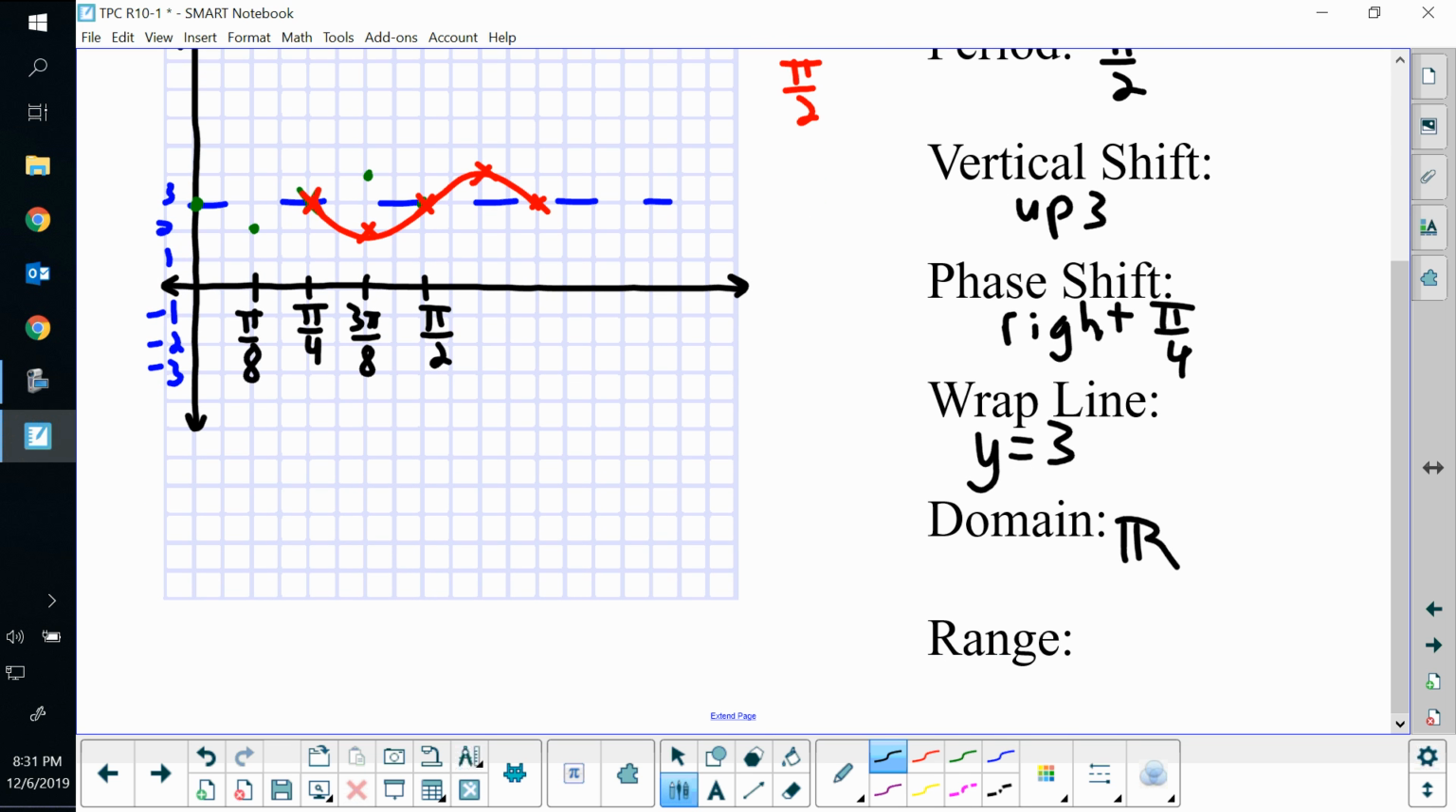Domain for coses and sines is always all real numbers. And our range, the lowest was 2, then y, and then we've got 4 for the max. And we should both open towards the big one, so open towards the 4.